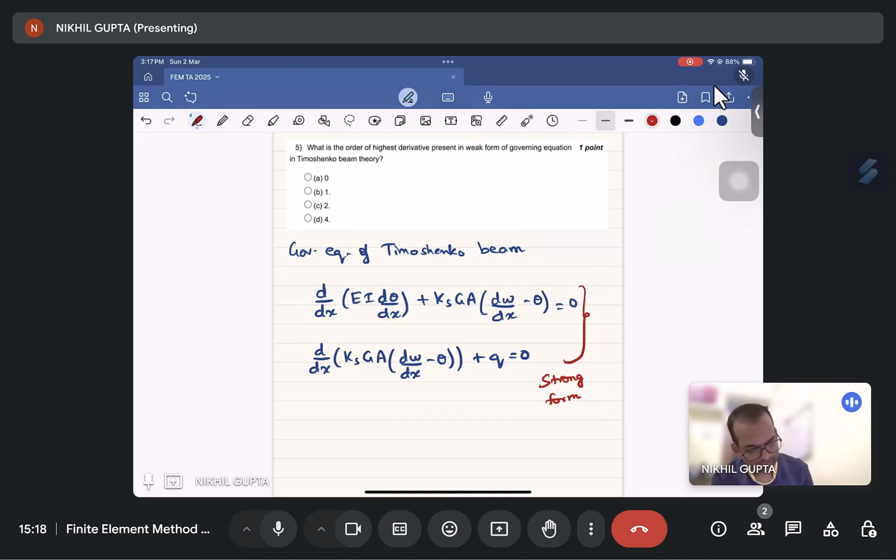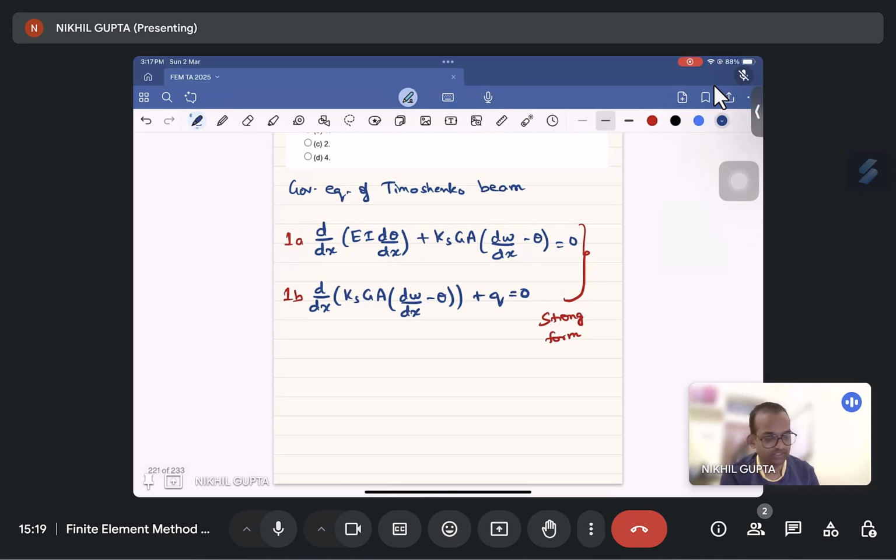So let's call this 1A and this 1B. Since there are two governing equations, we have mentioned them as 1A and 1B. Now the question asks about the derivative present in the weak form. So from this strong form we have to make the weak form of these governing differential equations. Let's make the weak form.